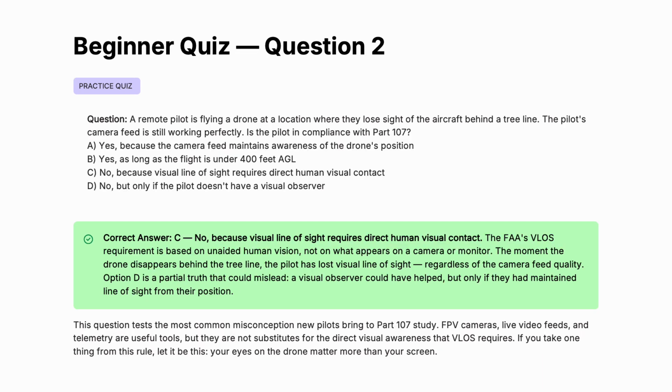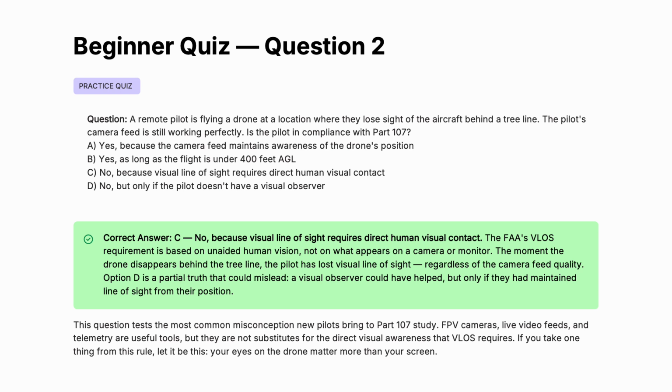Question 2. A remote pilot is flying a drone at a location where they lose sight of the aircraft behind a tree line. The pilot's camera feed is still working perfectly. Is the pilot in compliance with Part 107? A. Yes, because the camera feed maintains awareness of the drone's position. B. Yes, as long as the flight is under 400 feet above ground level. C. No, because visual line of sight requires direct human visual contact. And D. No, but only if the pilot doesn't have a visual observer.